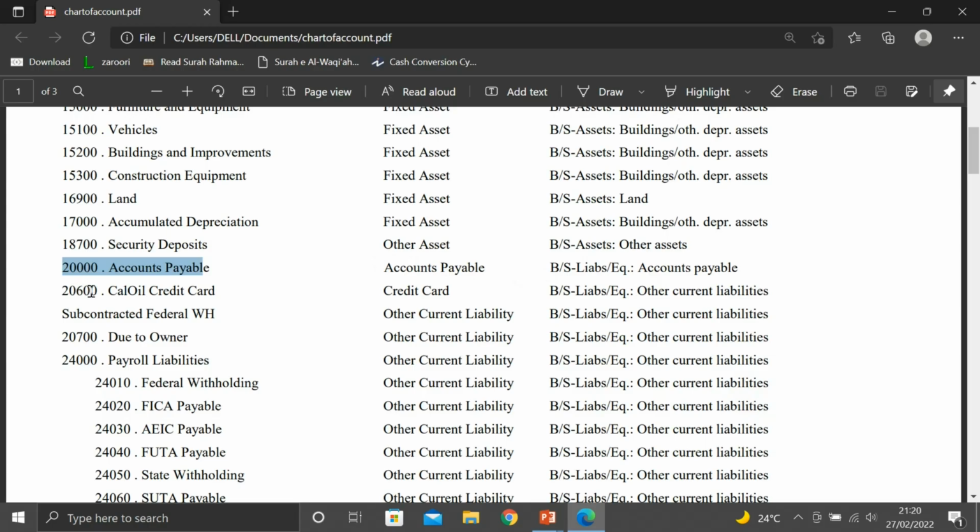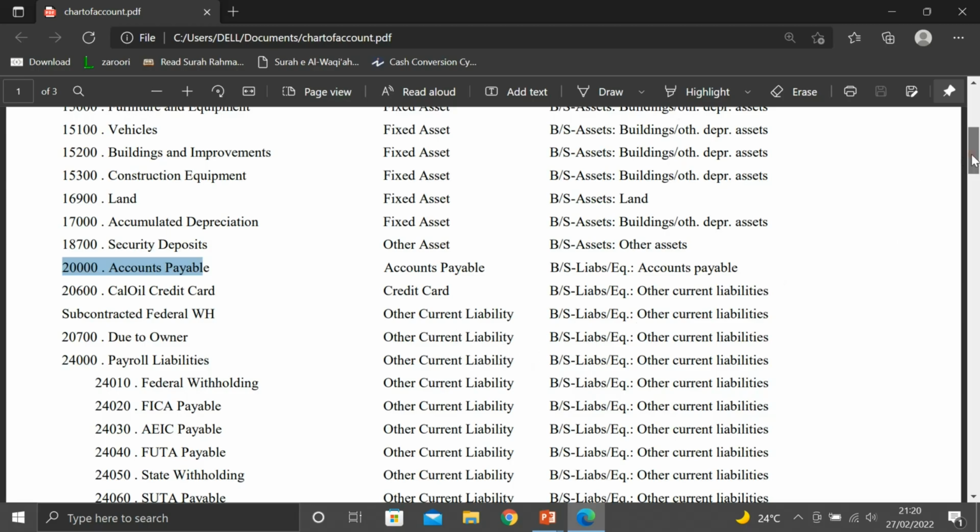And then 20600, it is Kale Oil credit card. It's a credit card. It is also our liability, and the account type is credit card, and under balance sheet liabilities it will come. So like this. Also we have 20700, due to owner, means this is the loan from the owner and we need to pay them. So it is other current liabilities in the balance sheet liability side.